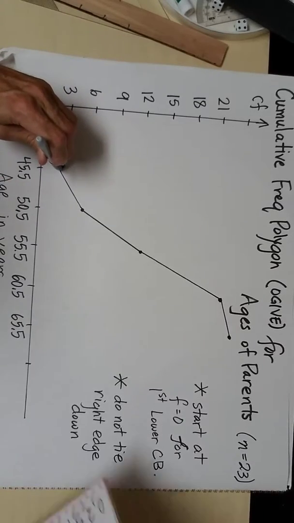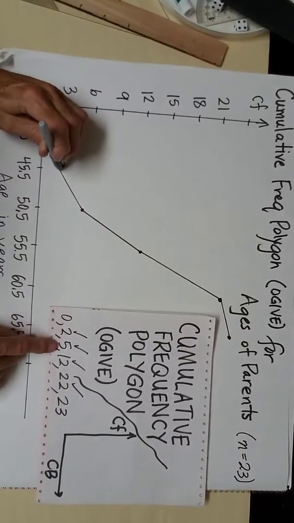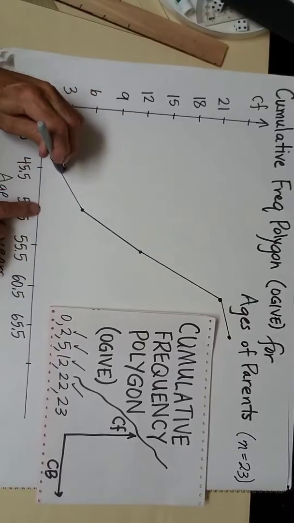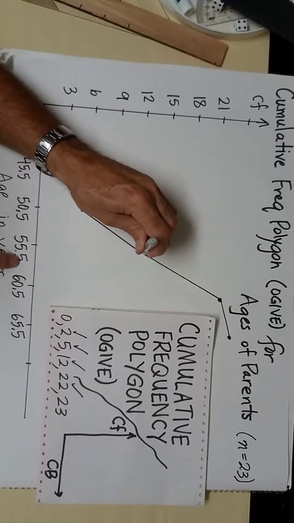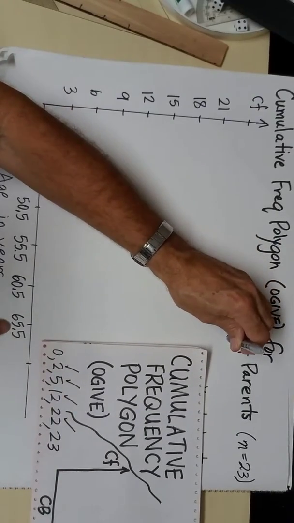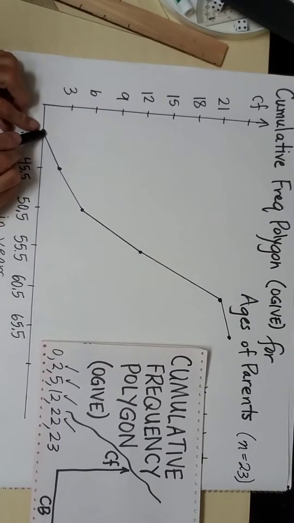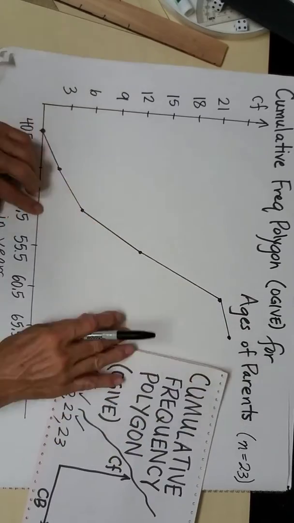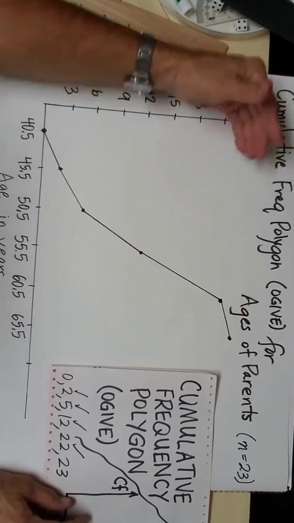Okay. I took a moment to write down the cumulative frequencies so I wouldn't forget them: 0, 2, 5, 12, 22, 23. So 0, 2, then the next one is 5, which occurs at 50.5, then 12, then 22, and finally 23 for 65.5. Okay. I draw a line segment between these, connecting these to give the image of a graph that continues to increase but never drops back down.